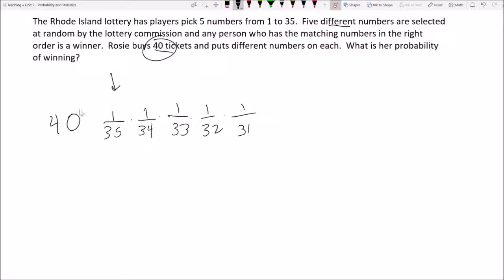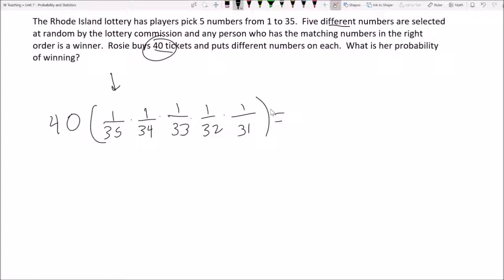And a lot of people fall into this trap, y'all, because they say, oh, I want to have 40 times more chances to win. I'll be 40 times more likely to win. Well, the problem is, this set of fractions multiplied together is an eensy-weensy, teeny tiny number. So 40 times an eensy-teensy, teeny-whiny number is still a really small number.